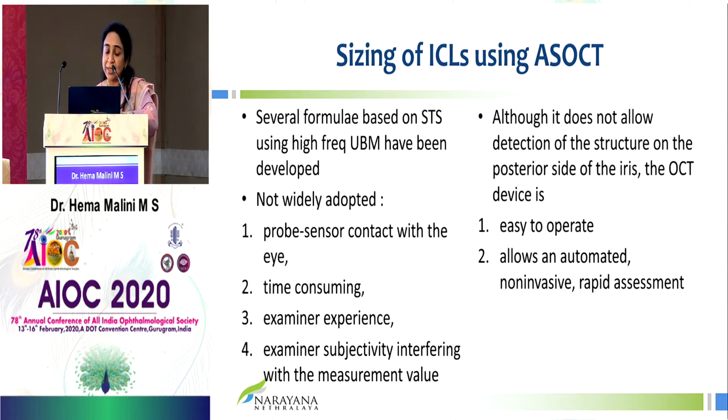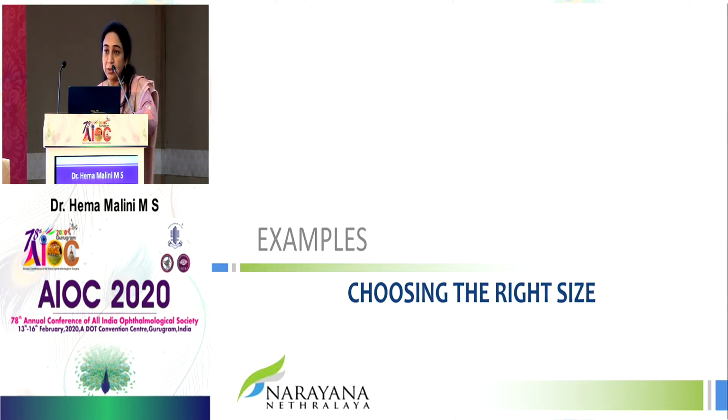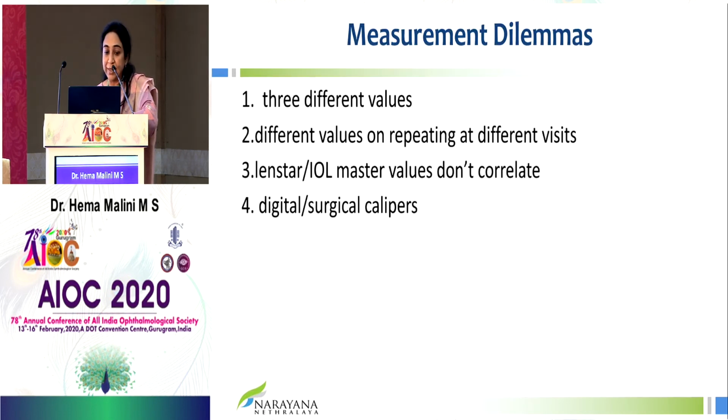So this is a comparison showing UBM versus ASOCT. ASOCT is easier to operate, and it's not examiner dependent, and it gives us automated, non-invasive, rapid assessment of values. So now let us look at a few examples of how to choose the right size.